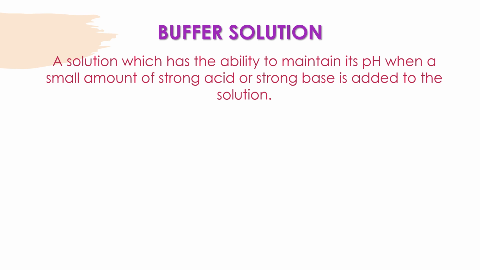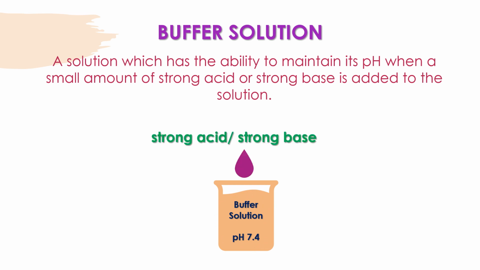For example, we have a buffer solution with pH of 7.4. If we add small amount of strong acid or strong base into the buffer solution, the pH of the buffer solution is not much affected. Dia tak berubah jauh, kalau berubah pun sikit sahaja. Itulah maksudnya buffer solution, dia ada ability to maintain its pH.